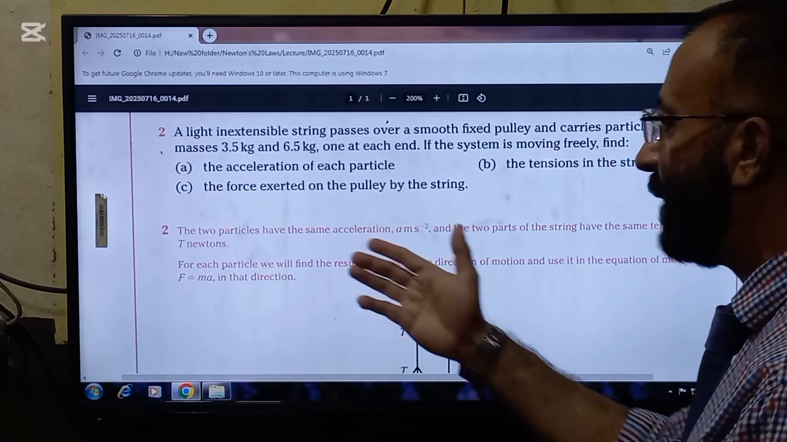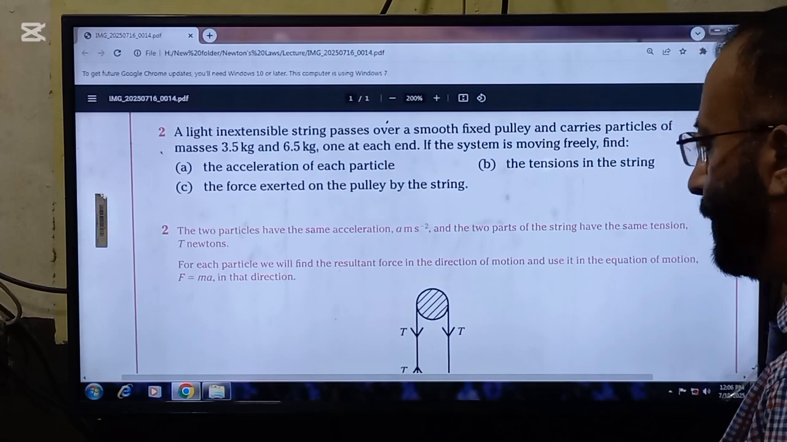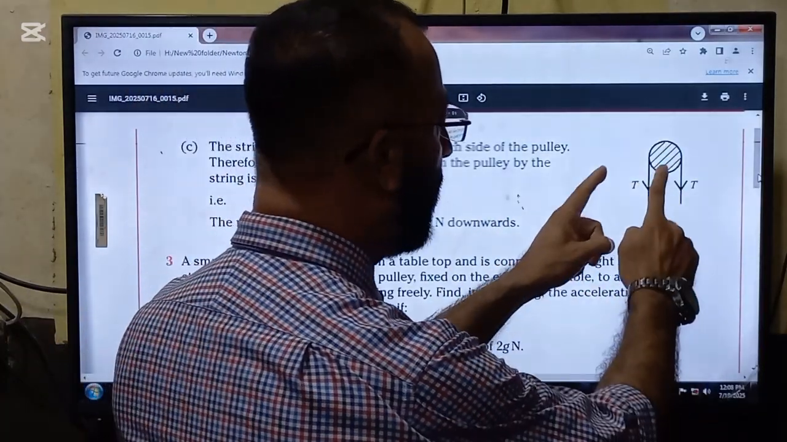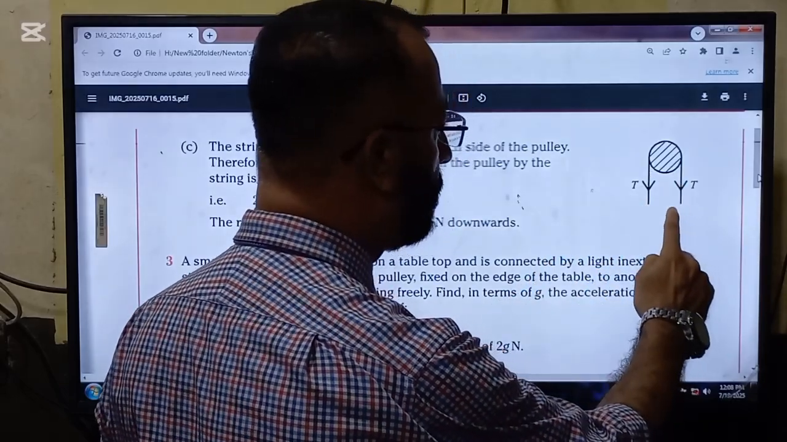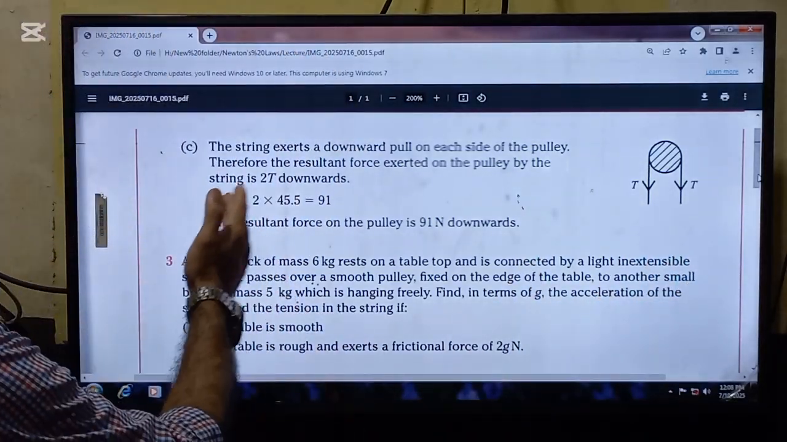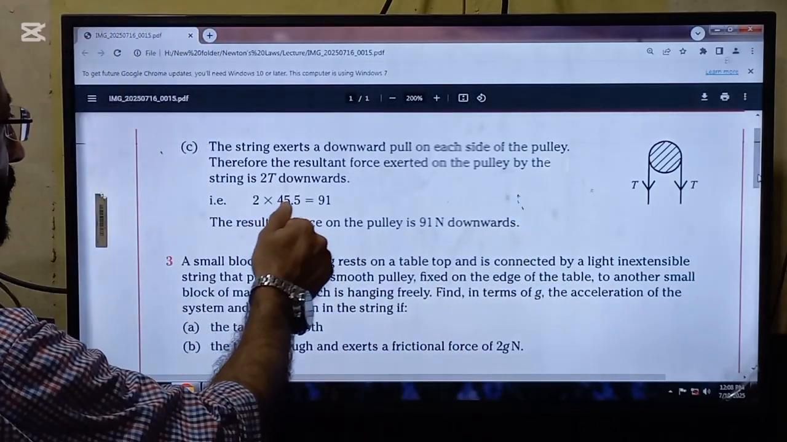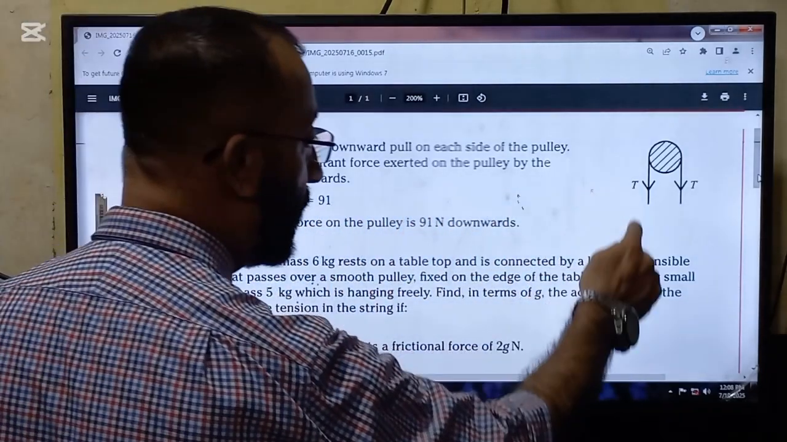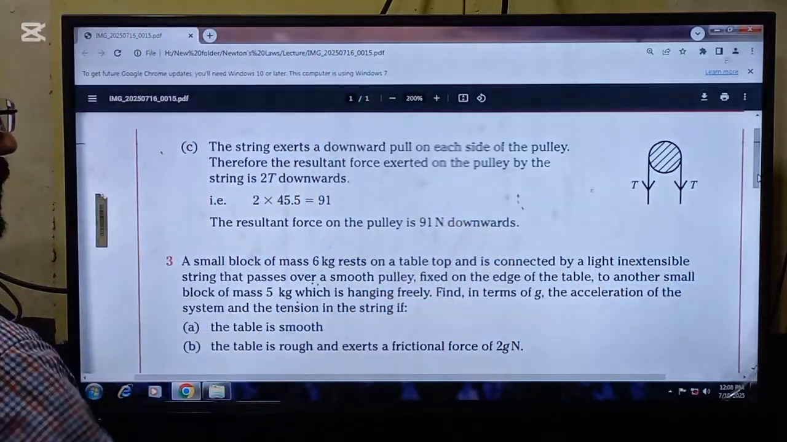So concentrate yourself. This is an even more complicated part, so we are going to solve it now. You can see here there are two tensions applying on the pulley, one through this portion of the string and one through this portion of the string, and the two tensions are of equal measure. Look now, the string exerts a downward pull on each side of the pulley. Therefore, the resultant force exerted on the pulley by the string is 2T, because here is T, here is T. So 2T is the force that is acting on the pulley.